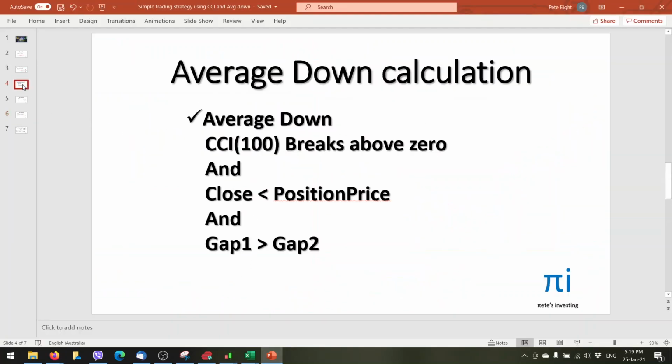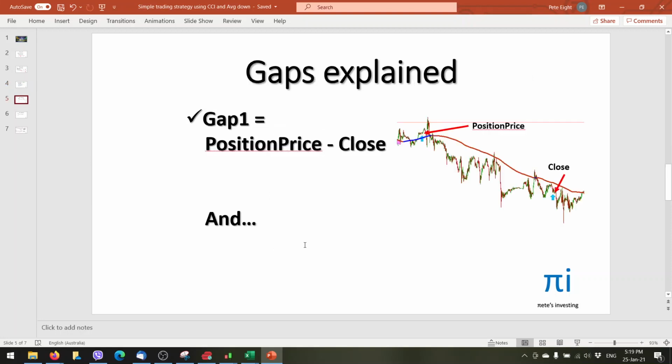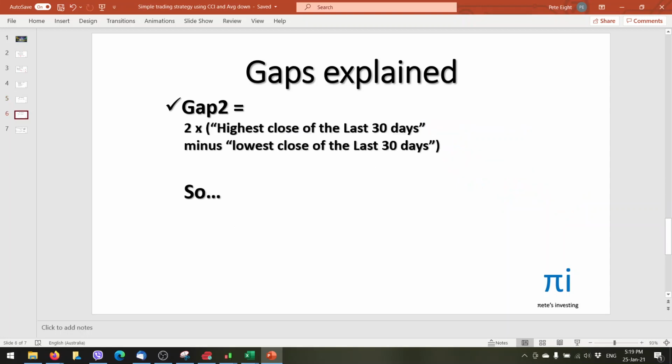So going back to this, our average down entry is: the CCI 20, moving average 20 breaks above 0, the close is less than position price, and gap 1 is greater than gap 2. Gap 1 is true, it is lower than our entry price. Gap 2 was true, it's 2 times 34 we calculated, so it's the highest close of the last 30 days minus the lowest close of the last 30 days. So we're looking at about 70 points at least in the red.